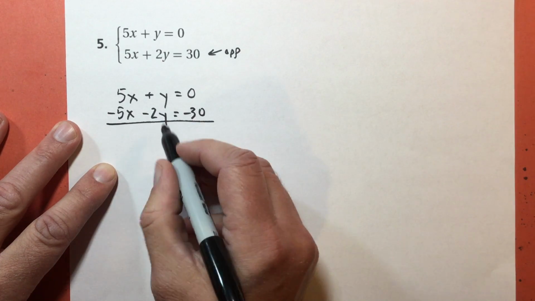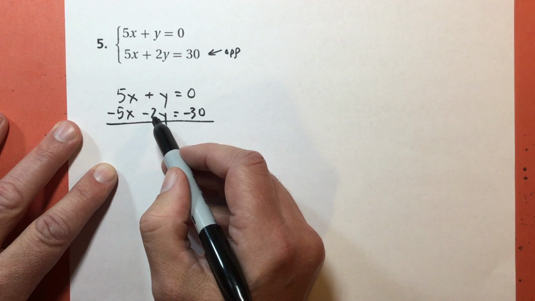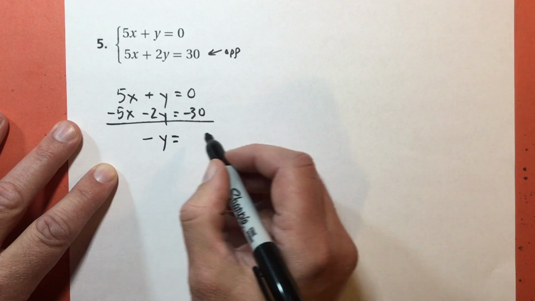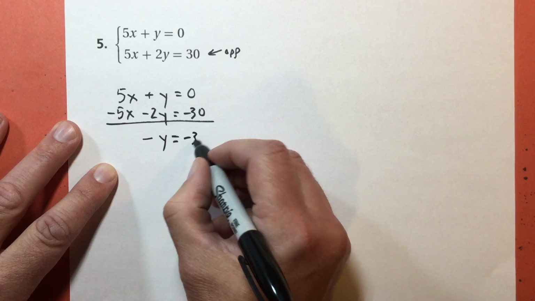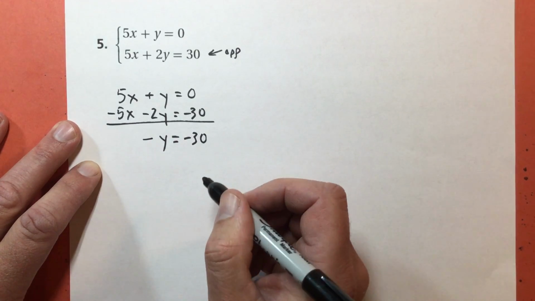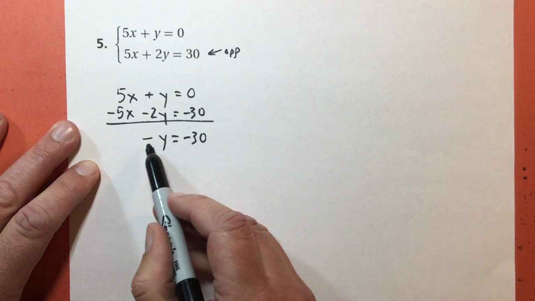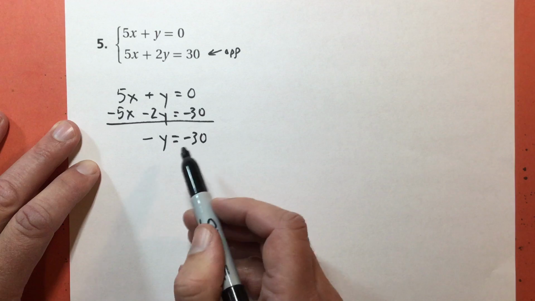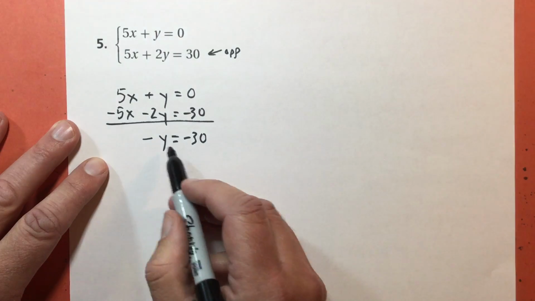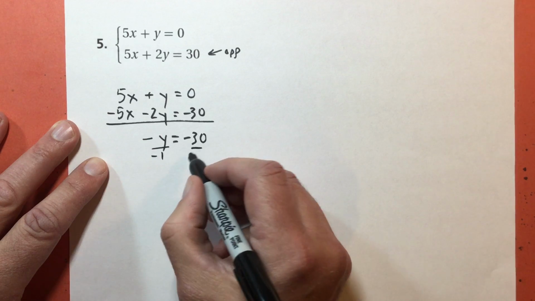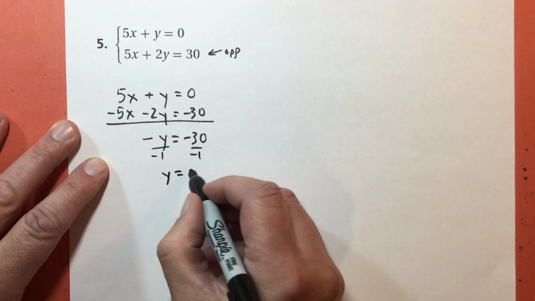Add them together. 1y plus negative 2y is negative 1y, or negative y, and 0 plus negative 30 is negative 30. Now, we talked about this, about different ways. You've seen me do it different. The opposite of this equals the opposite of 30, so the opposite of an opposite is the same. So I'm going to get y equals 30. If you don't follow that, then just divide both sides by negative 1, and I get y equals positive 30.